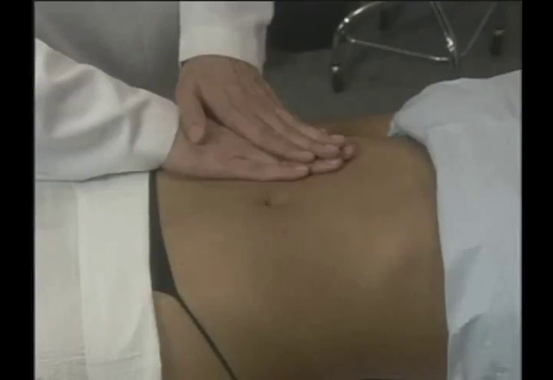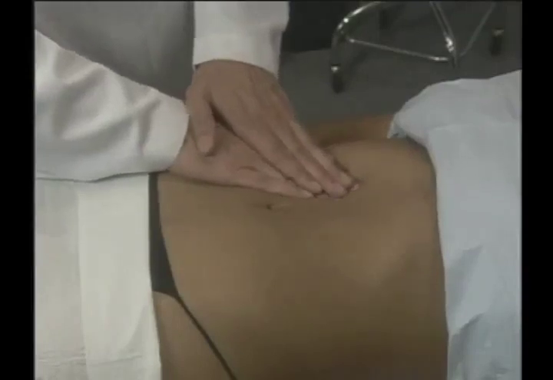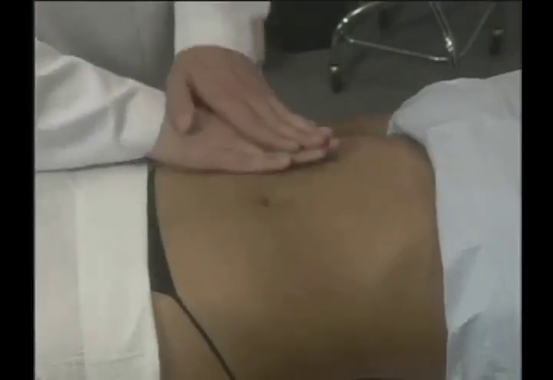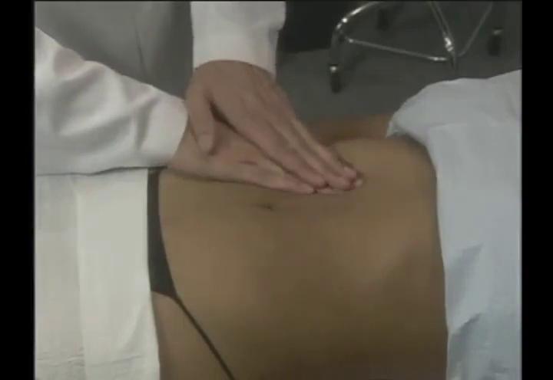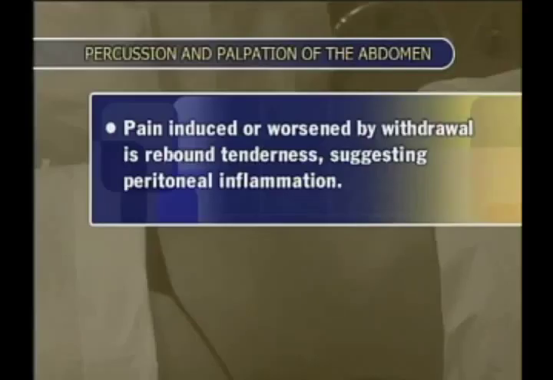Press your fingers in firmly and slowly, then quickly withdraw them. Watch the patient's facial expression and listen for any sounds of pain. When I let go, it hurts? Pain induced or worsened by withdrawal is rebound tenderness, suggesting peritoneal inflammation.